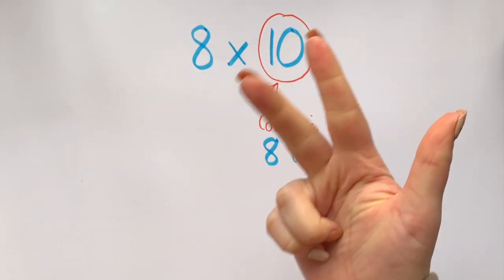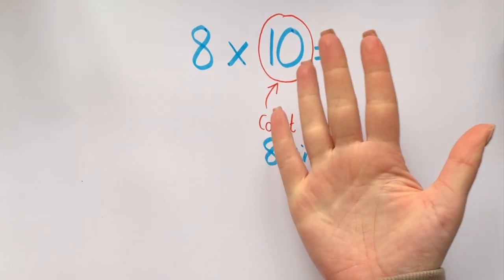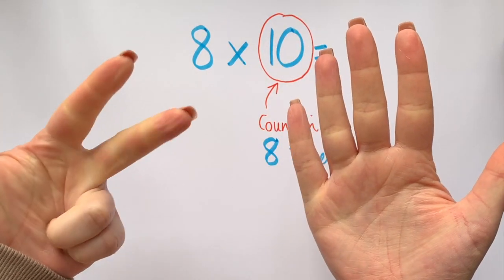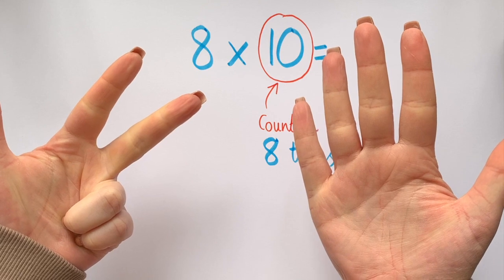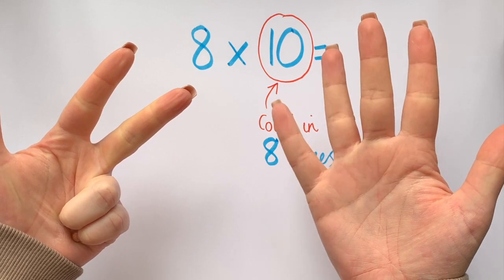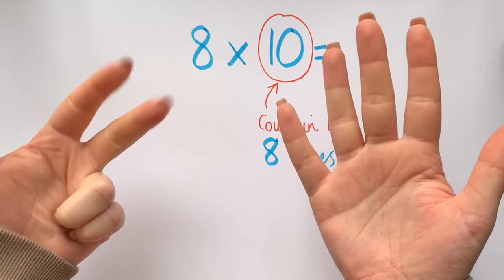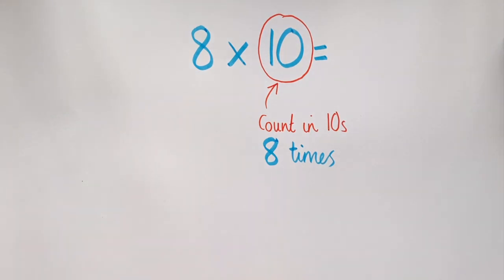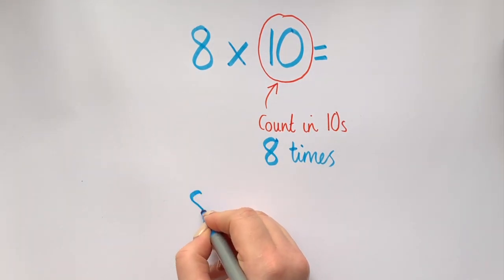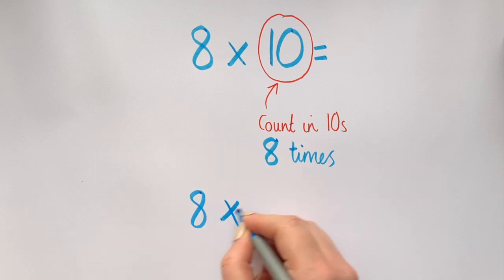10, 20, 30, 40, 50, 60, 70, 80. I've counted on my 8 fingers. So it must be 80. 8 times 10 equals 80. Thank you for your help, Year 2.